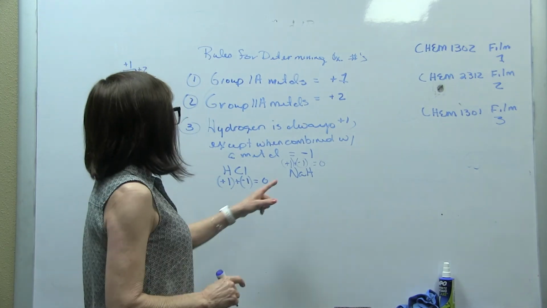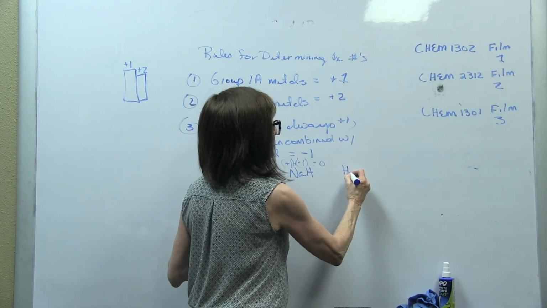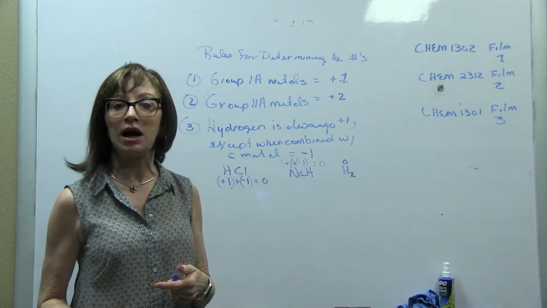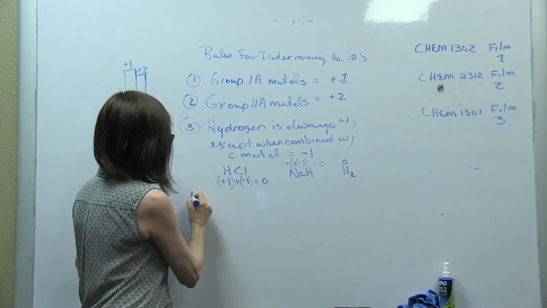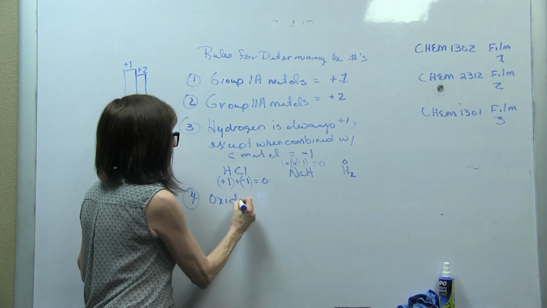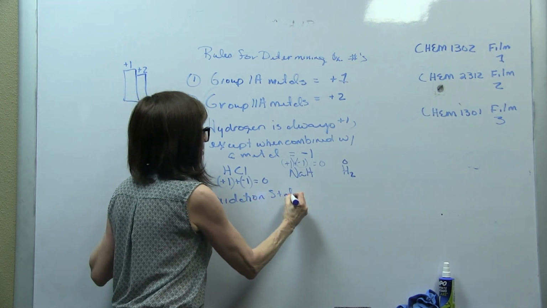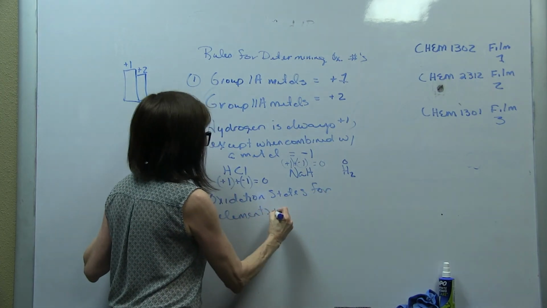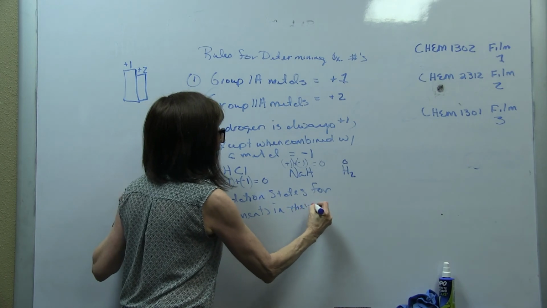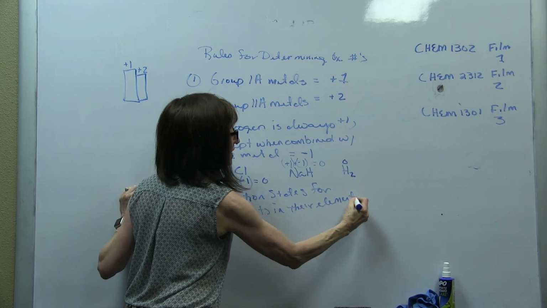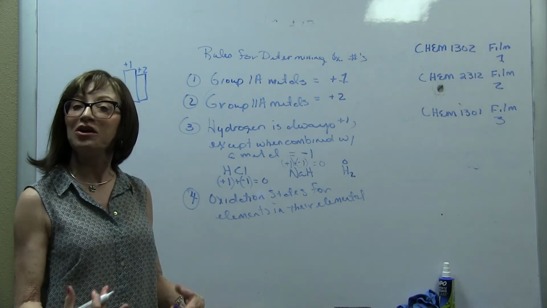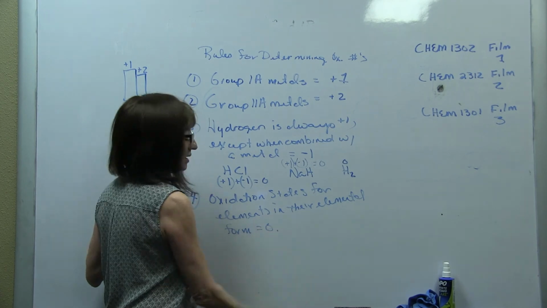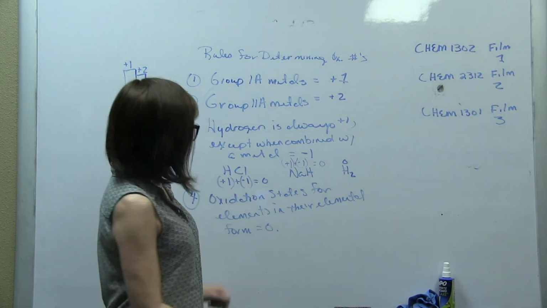Okay, so anyway, one caveat, don't forget this is elemental hydrogen. The oxidation state here is 0, which brings us to our fourth rule. Oxidation states for elements in their elemental form. That means their readily available form in nature. How do they exist in nature? Equals 0. So for instance, sulfur.